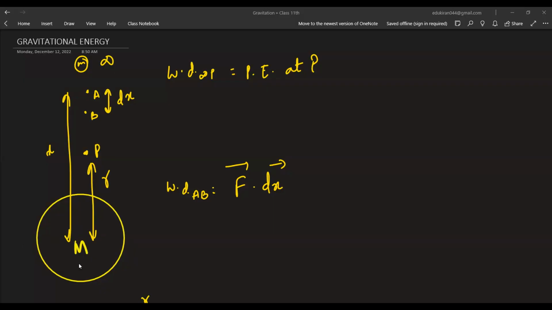Now, suppose this is Earth, mass is m, and here at infinity we have the test mass. At infinity this test mass is present, and I have taken two random points in between on the path till the surface of Earth. These are just two random points, and the separation between these two is dx. This is how exactly you have to perform the derivation, class.